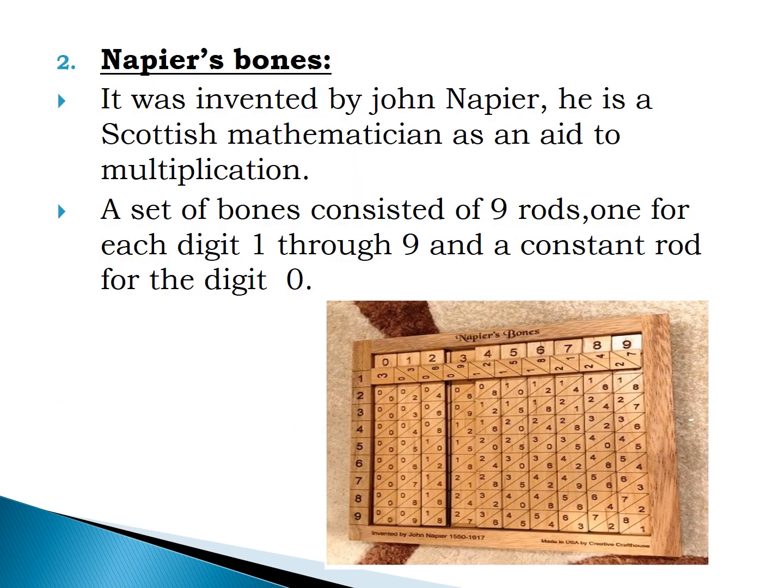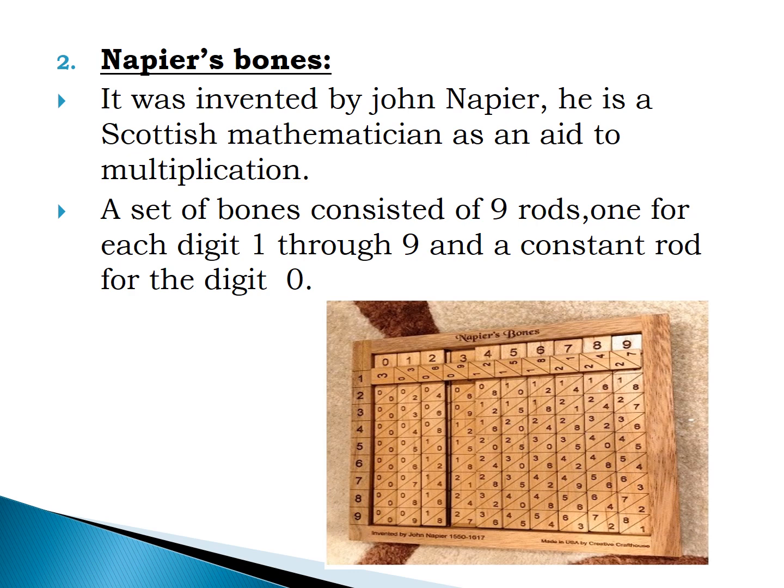And here we have the second evolution of computers, that is Napier's bones. It was invented by John Napier, a Scottish mathematician. It was used for multiplication.